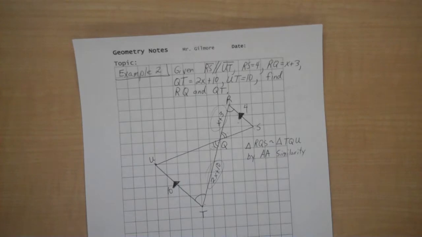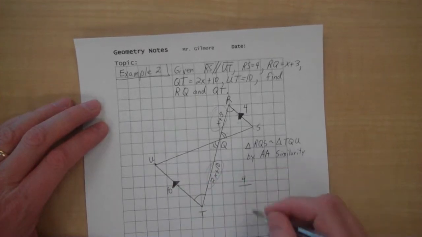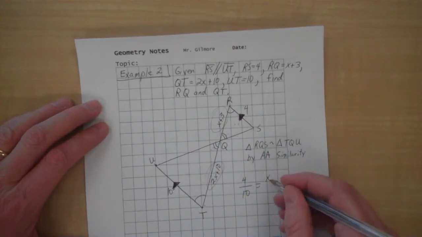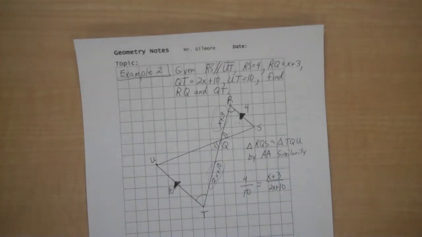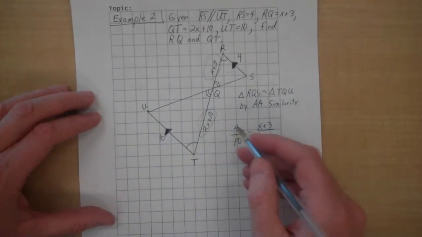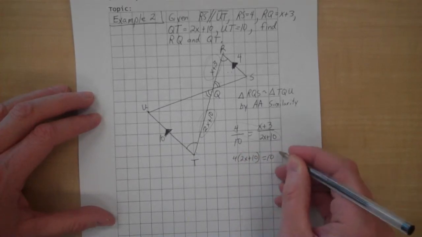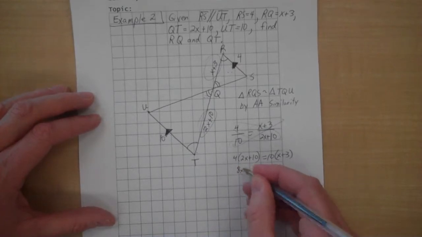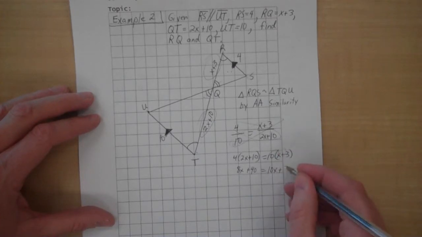That means we can set up the sides to be proportional. I think RS, being 4, corresponds to UT, which is 10. So I'm going from the little triangle to the big triangle, and the little triangle has an x plus 3 in it. The big triangle has 2x plus 10 as its corresponding side. If it's similar, the sides are proportional. Let's just finish the algebra. 4 times 2x plus 10 equals 10 times x plus 3. 4 times 2x is 8x, 4 times 10 is 40. 10 times x is 10x, 10 times 3 is 30.